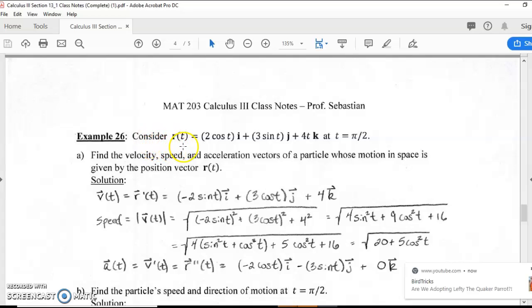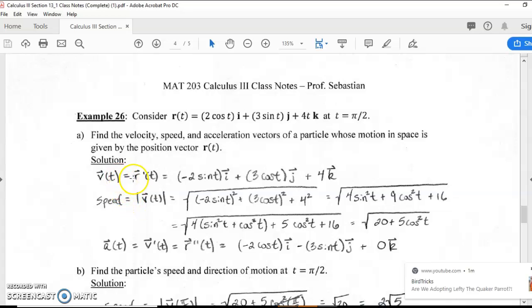Consider the position function, or the vector valued function, r of t, which is 2 cosine t in the i direction plus 3 sine of t in the j direction plus 4t in the k direction. And we want to consider that specifically at time t equals pi over 2. So we want to find the velocity, speed, and acceleration vectors of a particle whose motion in space is given by the position vector r of t.